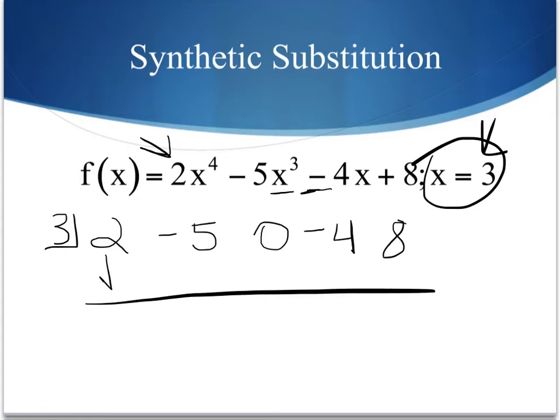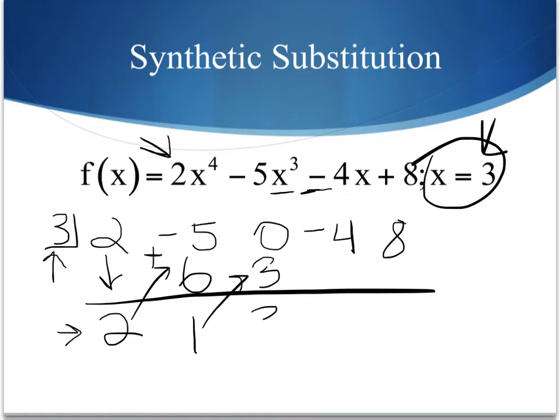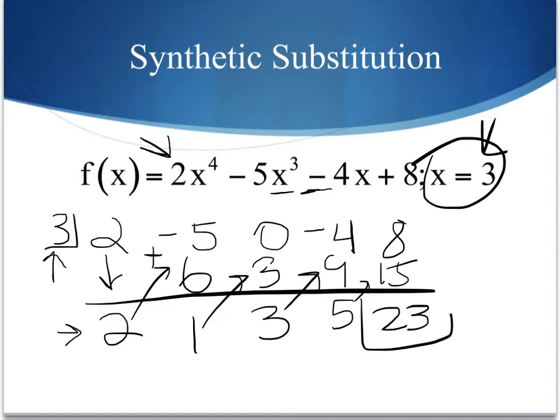Now what we do is we bring the first number down, 2. And then we multiply the number in the box times the number that we just wrote down. So 3 times 2 is 6, and we put that here. And then we add, negative 5 plus 6 is positive 1, and then we do it again. 3 times 1 is 3, we put it there. 0 plus 3 is 3. 3 times 3 is 9. Negative 4 plus 9 is 5. 5 times 3 is 15, and then 8 plus 15 is 23. And if you remember 2 slides ago, we got 23 for that slide as well. This is the same problem.